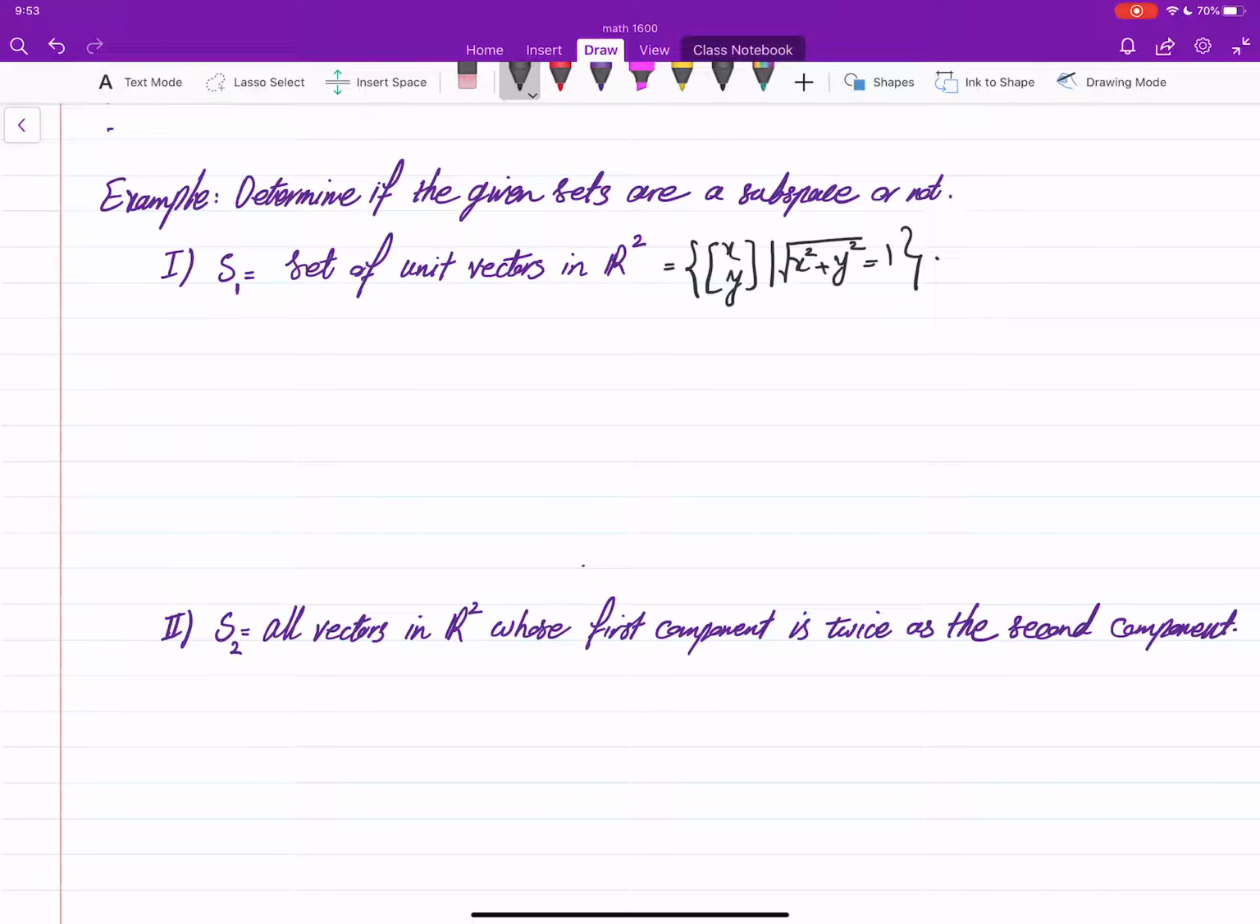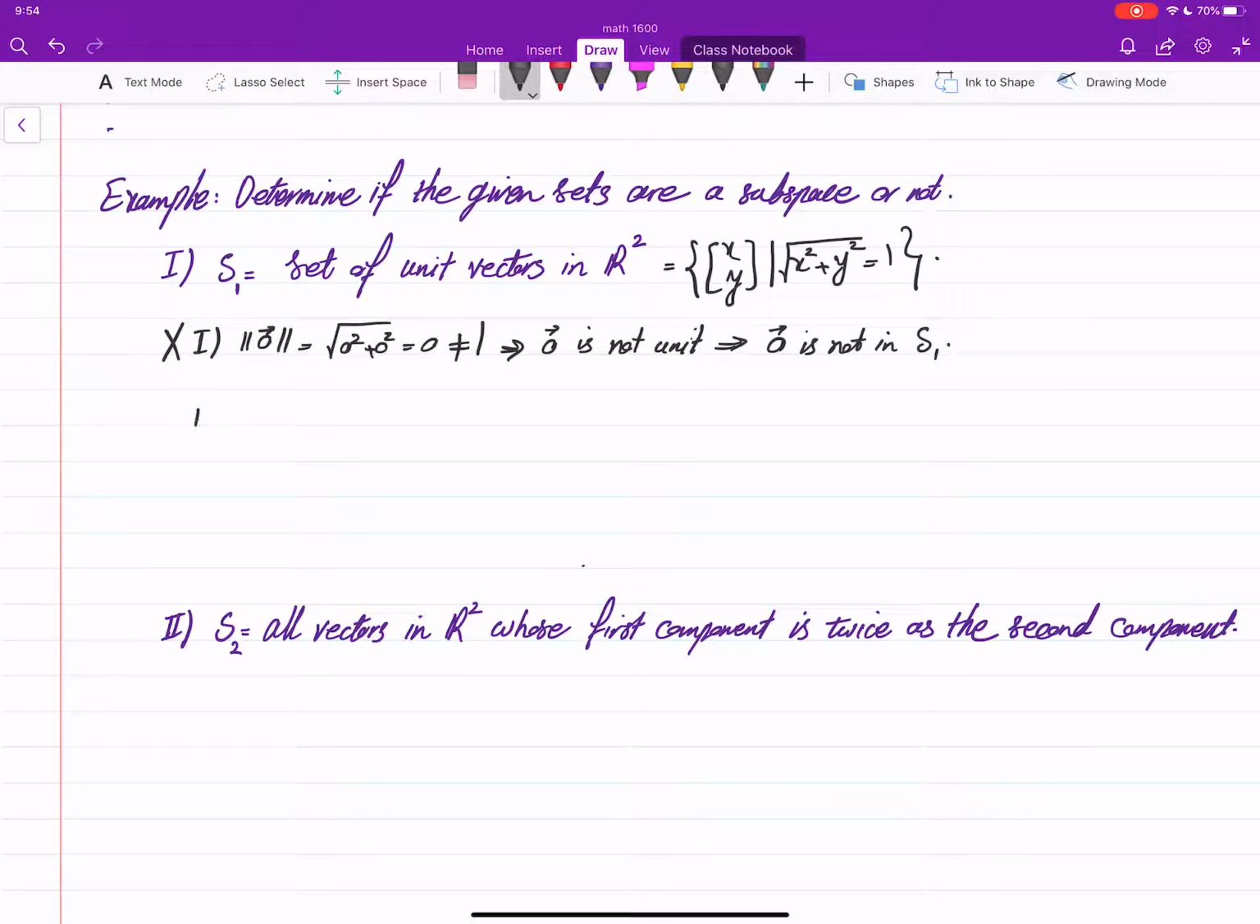Well, let's start with the first condition. Is 0 a unit vector? Right away you notice that the length of the 0 vector is 0. It is not 1. So the 0 vector is not a unit vector. As a result, 0 is not in S1. So right away, it means that the first condition fails, and you can conclude that S1 is not a subspace or a linear subspace.